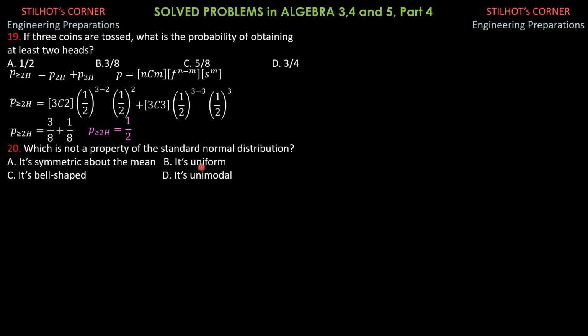So the property that is not a property of the standard normal distribution is that it's uniform. So B.